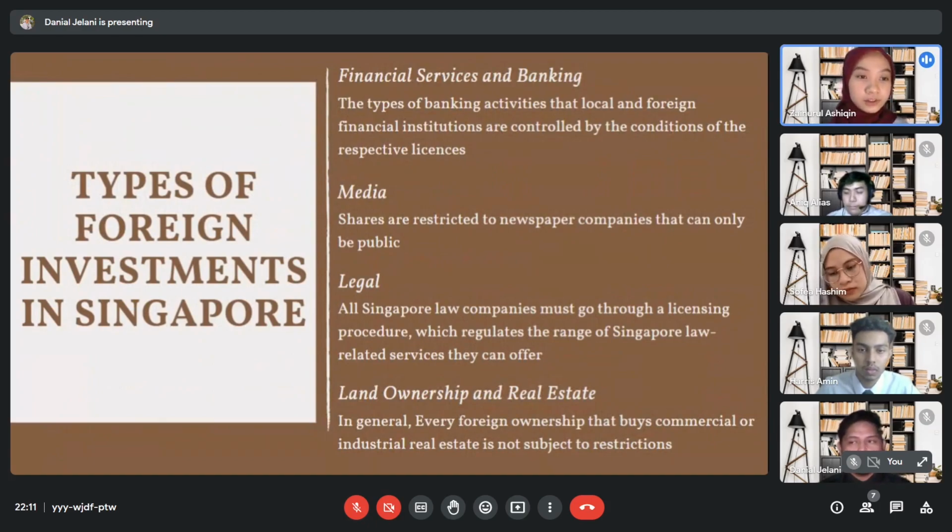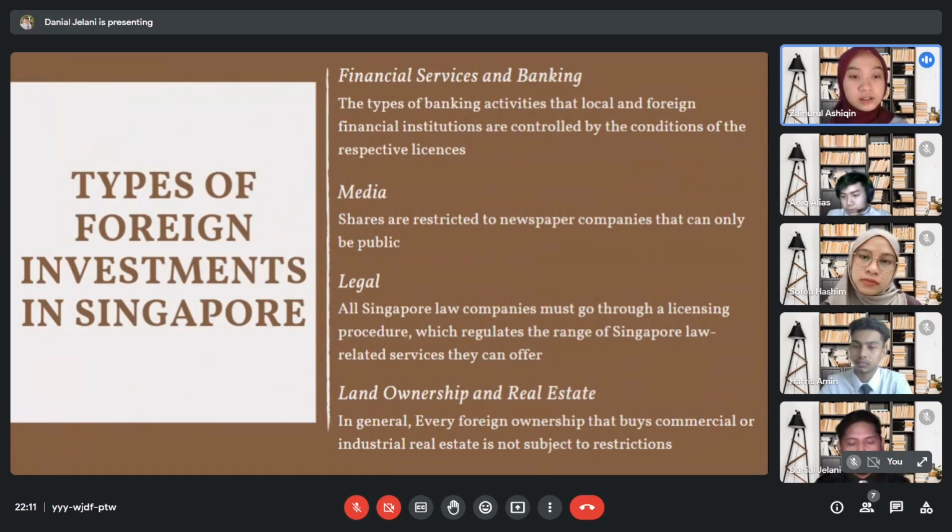Okay, now let's move on to the types of foreign investment in Singapore, which is foreign direct investment. There are four types of it. First is financial services and banking. The types of banking activities that local and foreign financial institutions are controlled by the conditions of the respective licenses and Singapore dollars, for example, are not authorized to be utilized while running retail banking facilities for Singapore licensed wholesale banks.